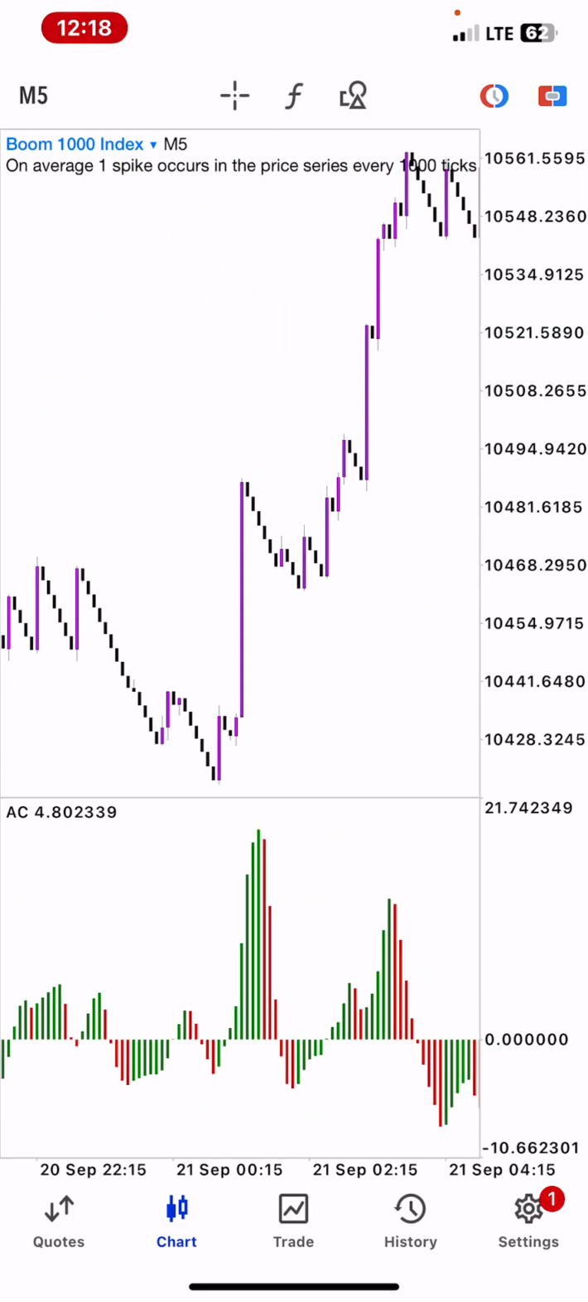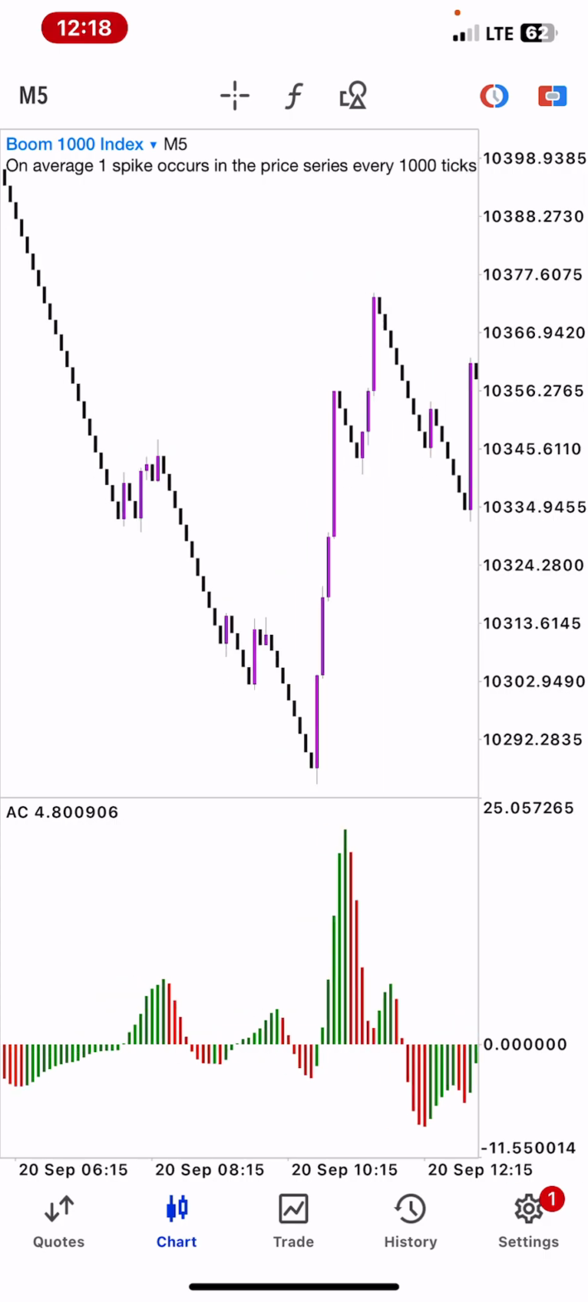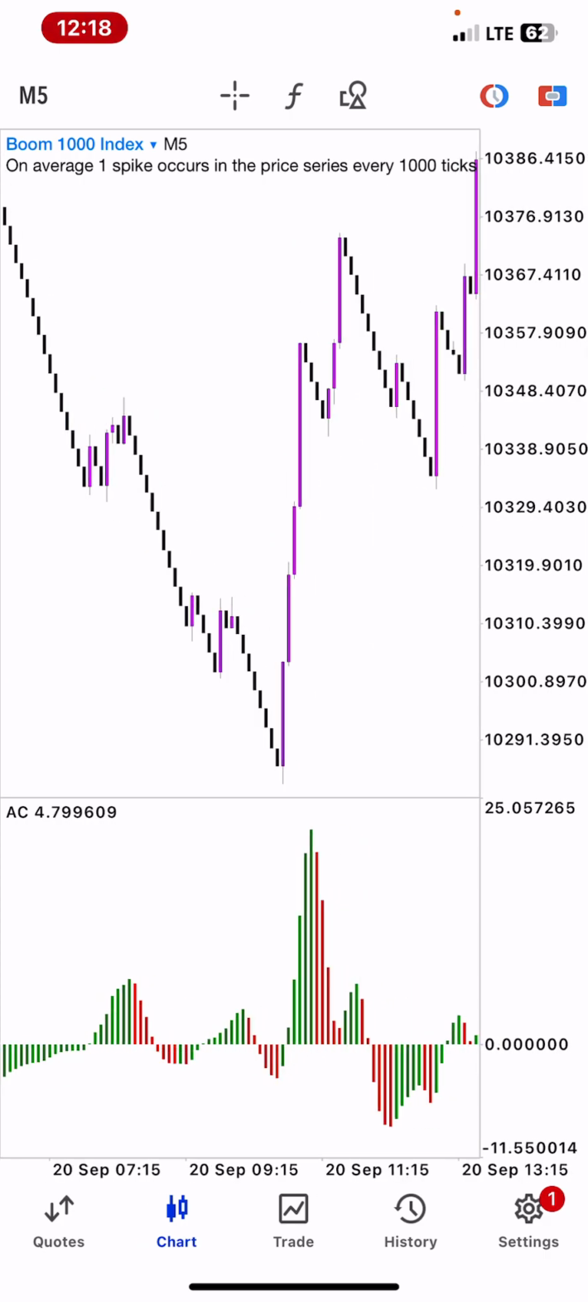So let me show you more examples. Yeah, you can see it right here. This candle was facing down, it was big, then now facing up here, small, then the next candle was bigger than the first one. So what you will do is you will wait.